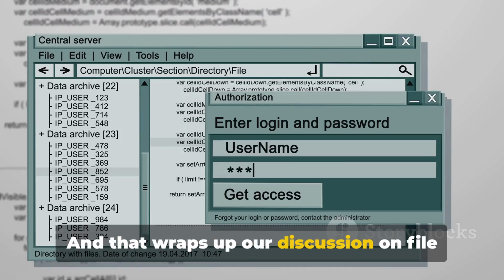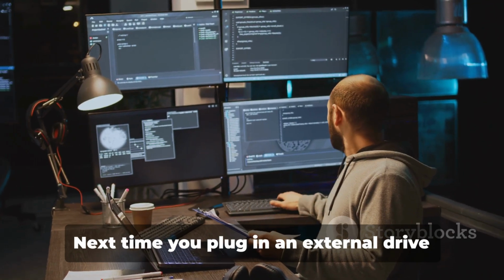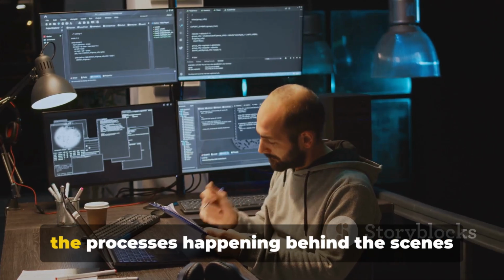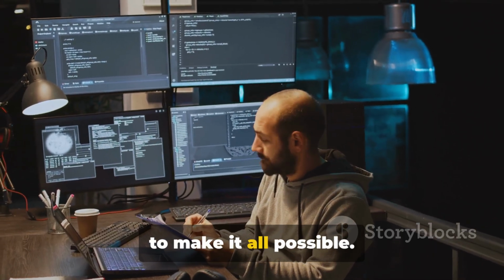And that wraps up our discussion on file system mounting. Next time you plug in an external drive or access a network file system, remember the processes happening behind the scenes to make it all possible.